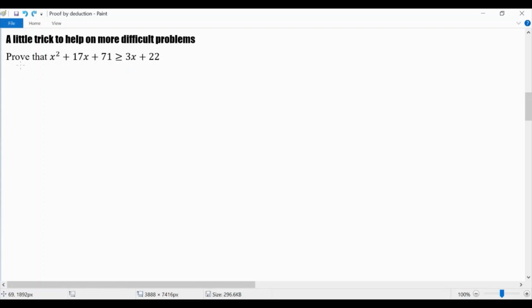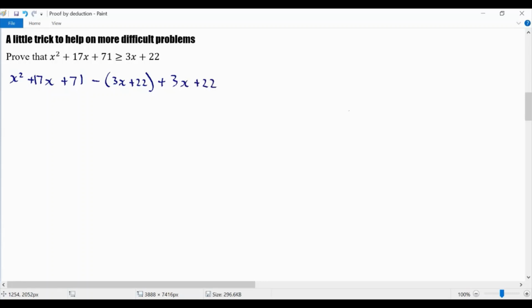I can say, well, I know I'm not technically allowed to work on both sides at once. I've still got to do stuff only to x squared plus 17x plus 71 without doing anything to the right-hand side at all. But I can get around that by going, well, if I was going to work on both sides at the same time, I could take away 3x plus 22. And normally you'd be doing that to both sides. But because I'm not working on both sides, what I can do is technically only work on the left-hand side by immediately adding on 3x plus 22 back on.